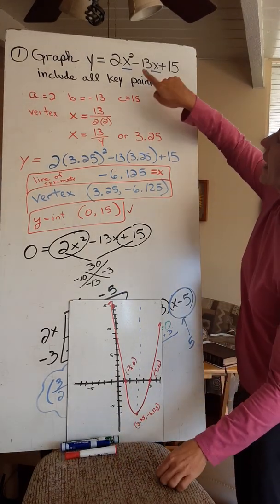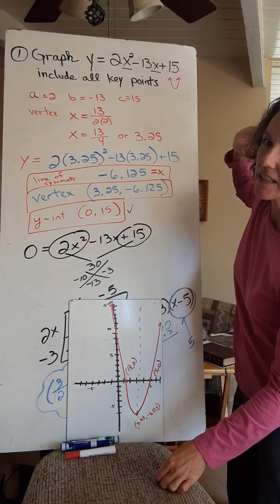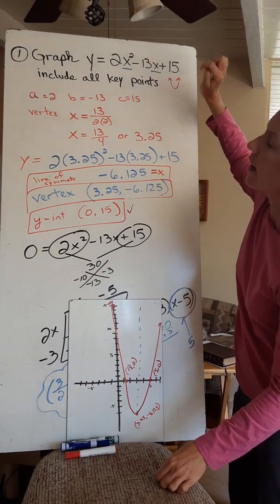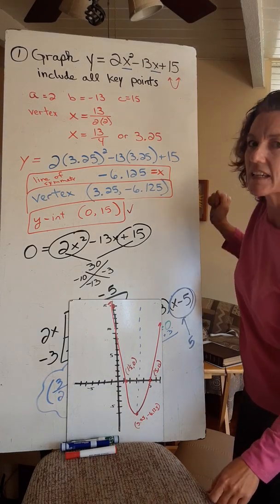And remember, quadratics means your highest degree is squared. Highest degree is 2, so you have an x squared. Ax squared plus bx plus c is our standard form.